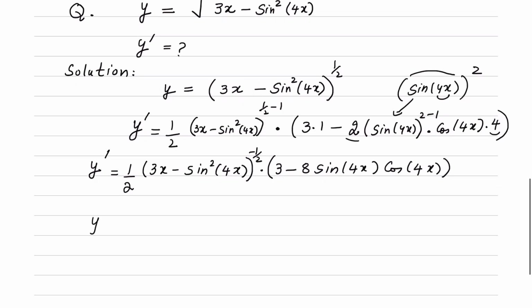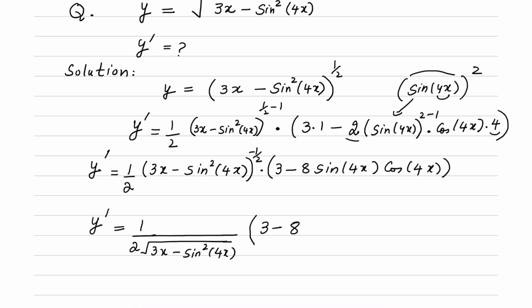You can further simplify this expression and write it as 1 by 2 whole divided by this, minus 1 by 2 comes down and becomes plus 1 by 2. Plus 1 by 2 is also the square root, so we can write it as the square root of 3x minus sine square 4x, into 3 minus 8 sine 4x cos 4x. That's the derivative of the given expression.